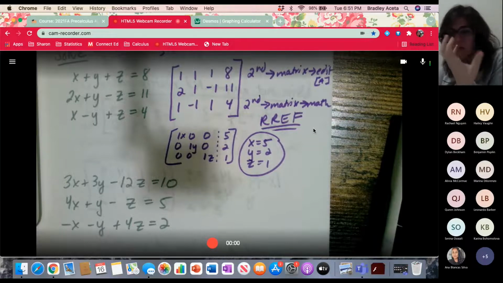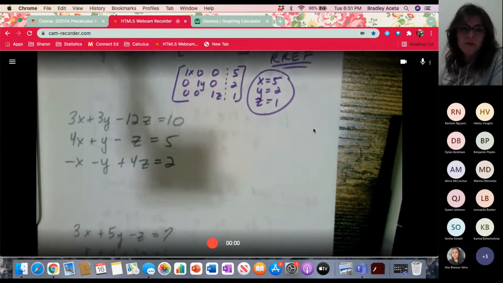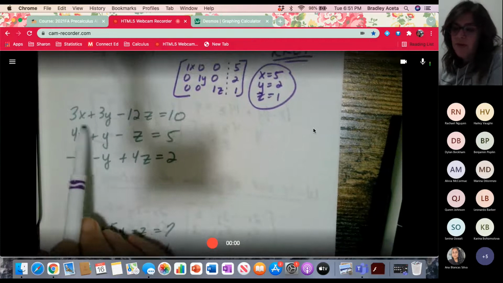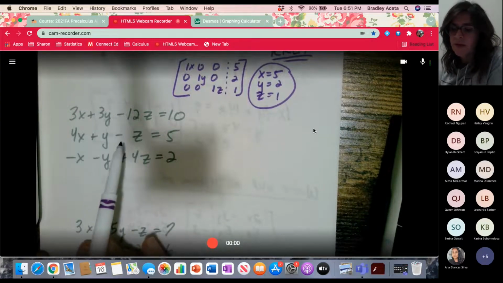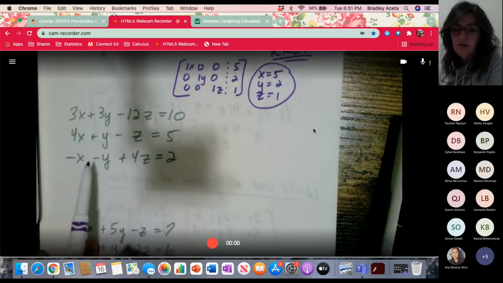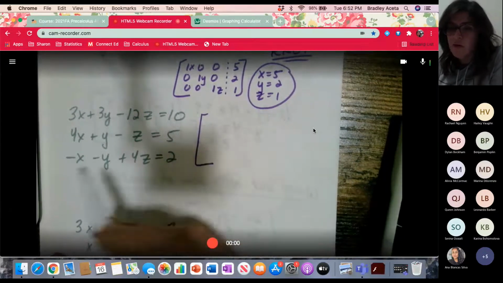So let's do another one though, just so you can get used to this. All right, so here again, I have 3x plus 3y minus 12z equals 10, 4x plus y minus z equals 5, negative x minus y plus 4z equals 2. So the first thing you want to do is write it as a matrix with all the coefficients.